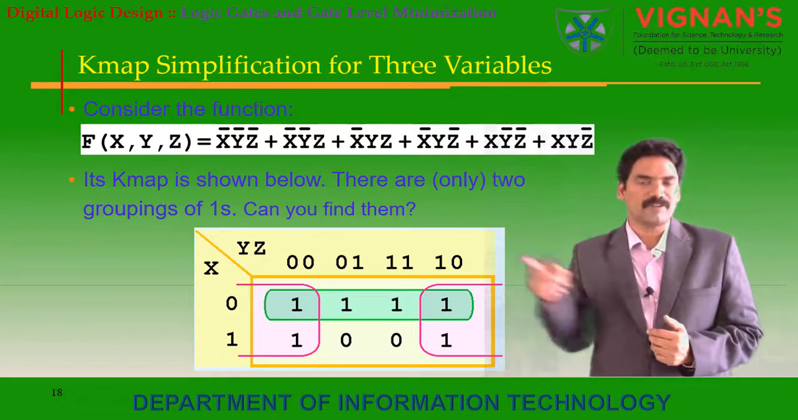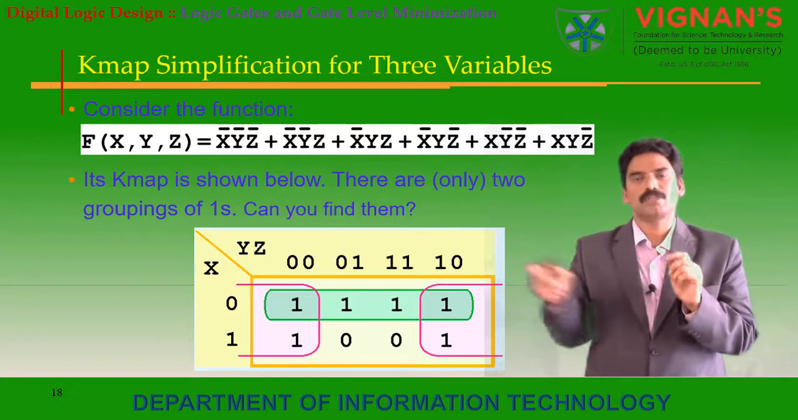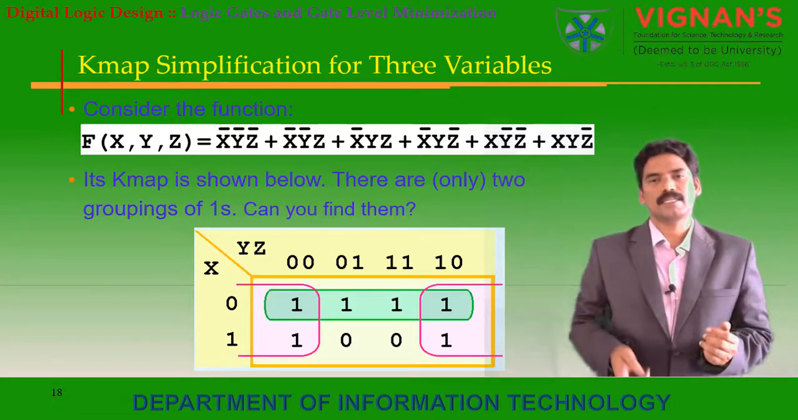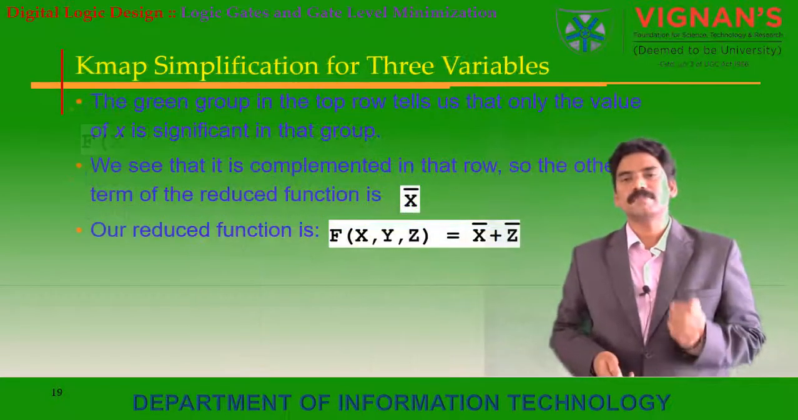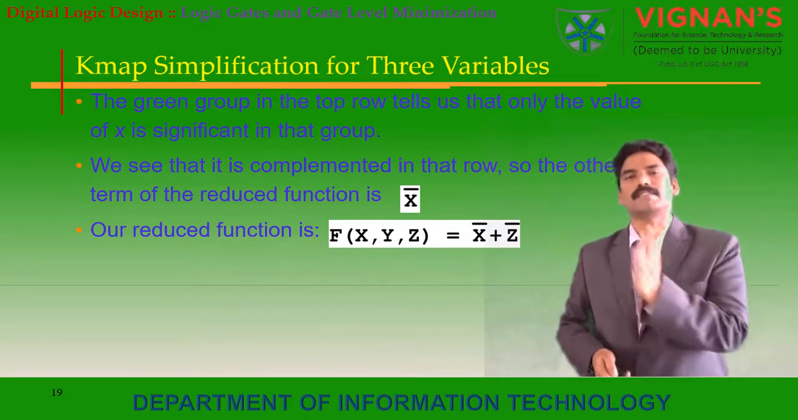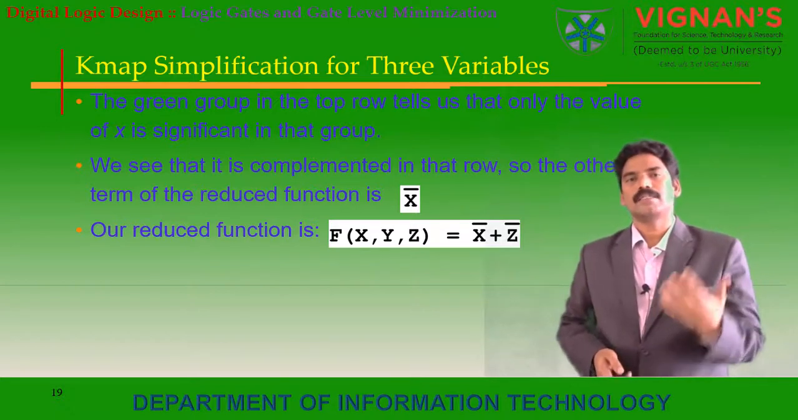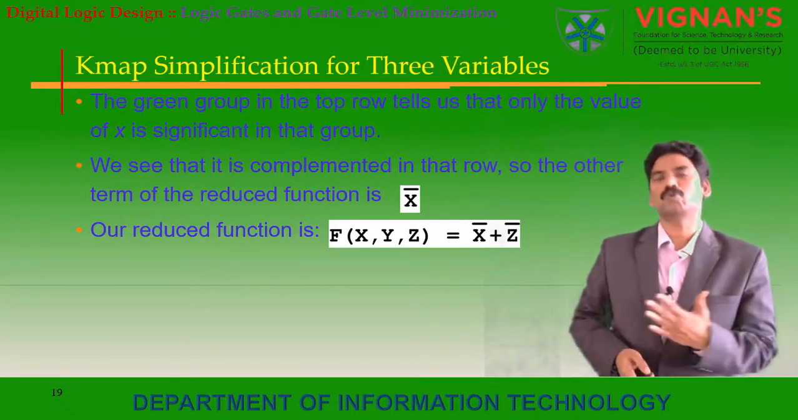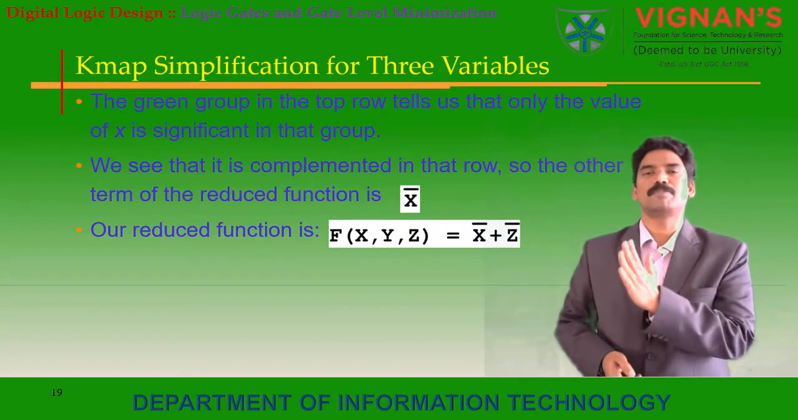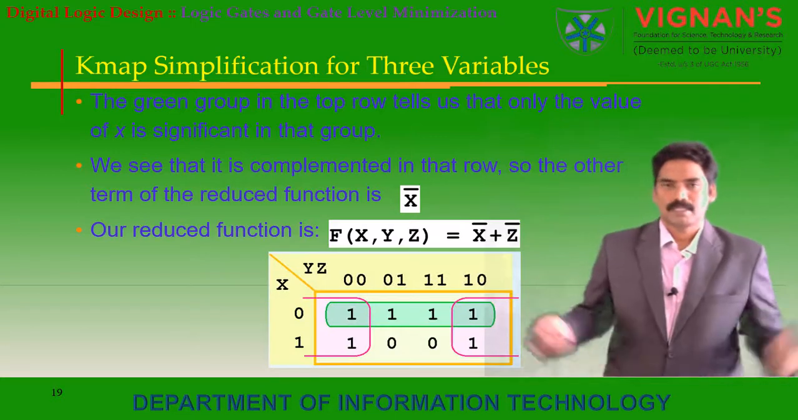We have to find the simplified expression for one group, and we have to see this grouping wrapping. Okay, this is possible, and the simplified expression f of x y z is equal to x bar plus z bar. This is the green grouping and this is another grouping. With these 2 groupings, x bar plus z bar is the reduced function for this, right?